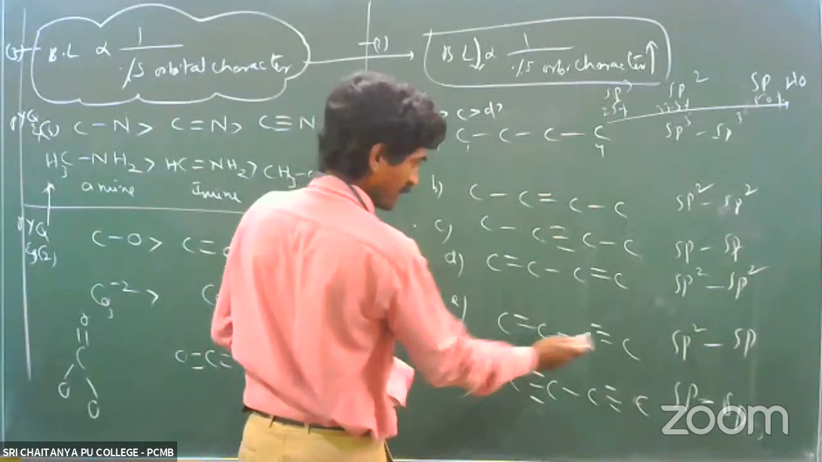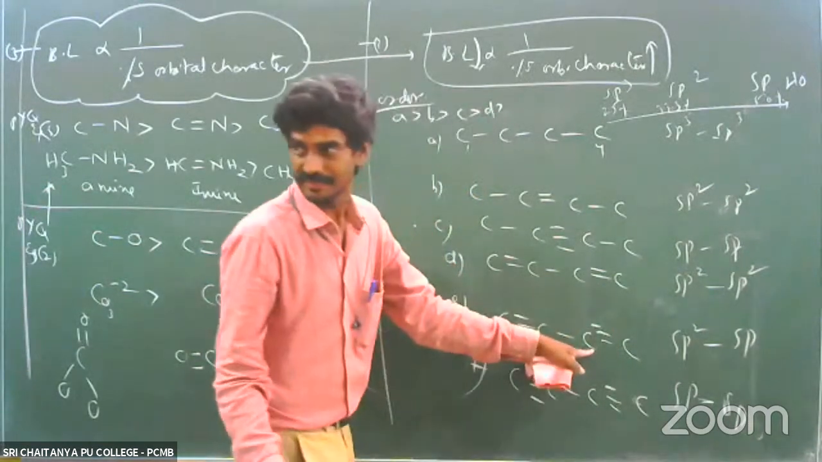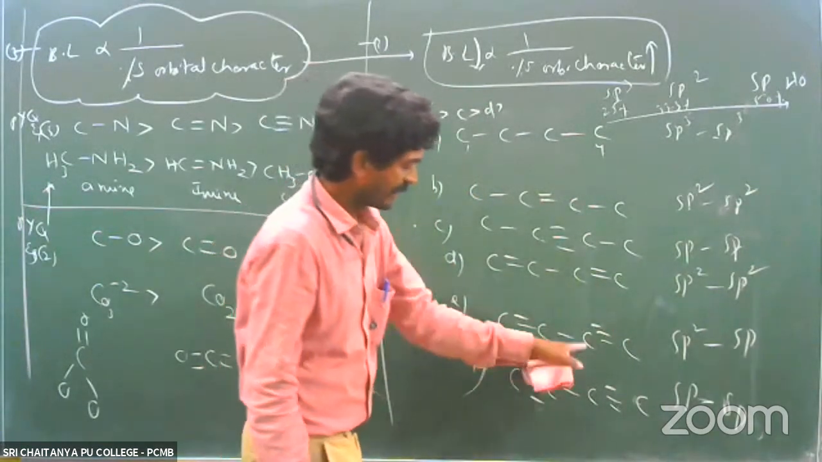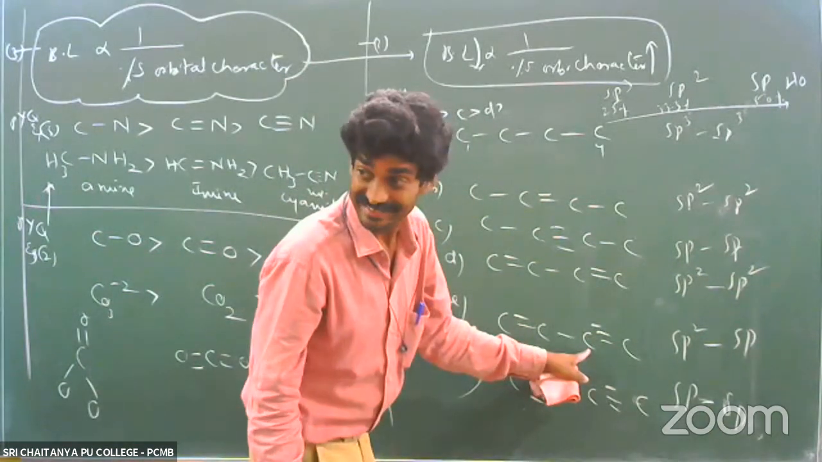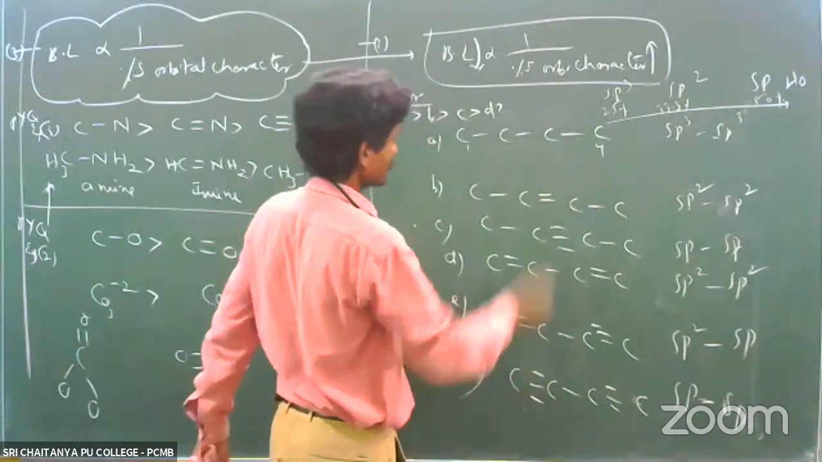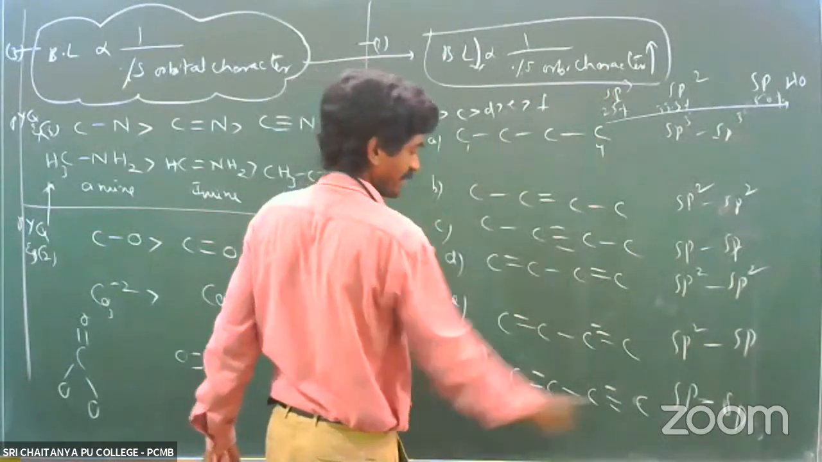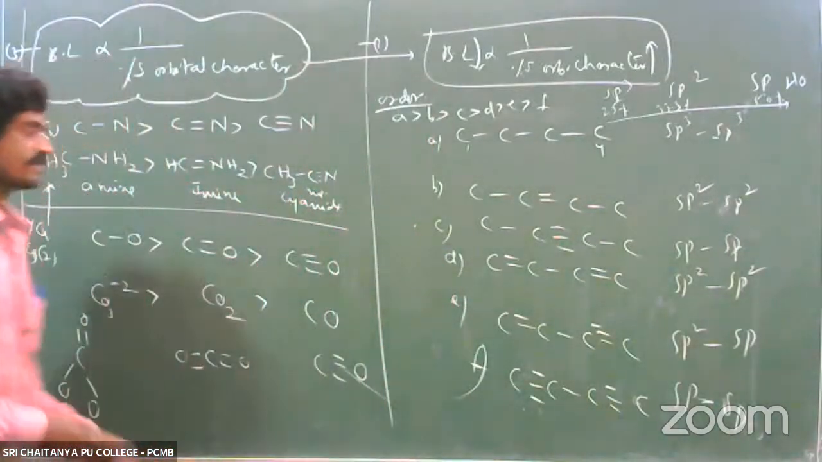Next here, one is sp2, one is sp. So that is increasing, right? So what happened? With sp, the s orbital character increases, and as s orbital increases, bond length decreases. That's why next to E, next to F, both are sp. Got it?